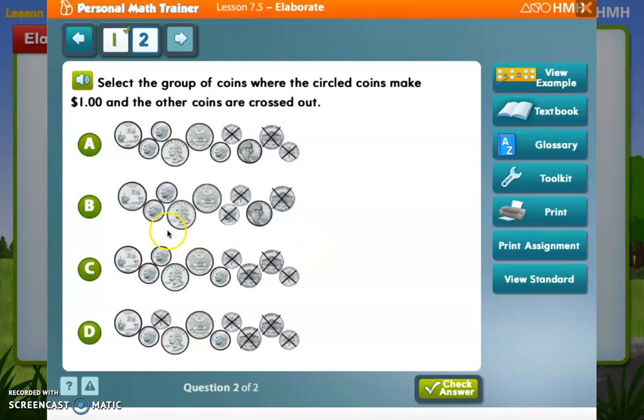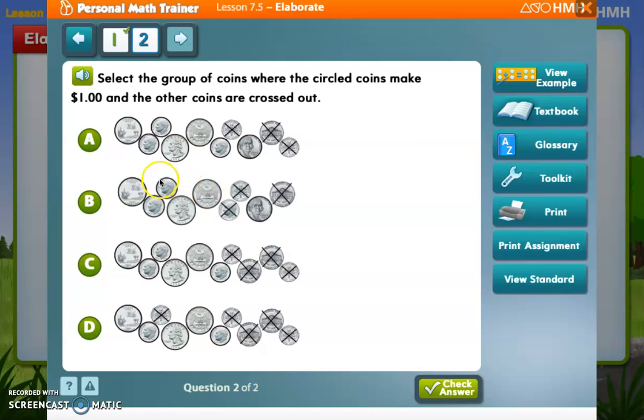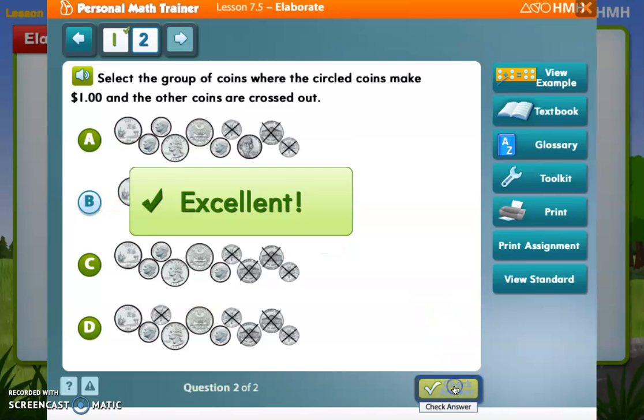Let's go down here and check this one. So I see 3 quarters, so I see 25, 50, 75, and then I see 2 dimes, so I'm going to count by tens. 75, 85, 95, 100, right? Because the nickel is 5, so we're going to add 5 to 95 and we get 100. So 100 cents is equal to $1, so our answer is going to be B. Excellent. All right, so good job with that.